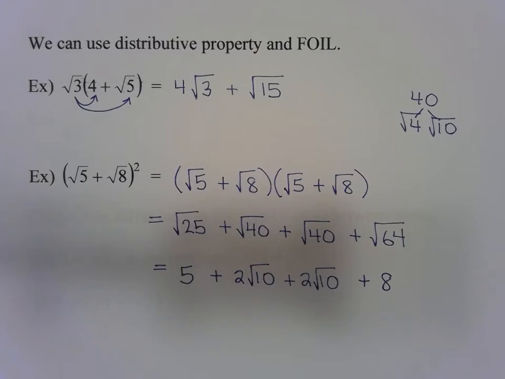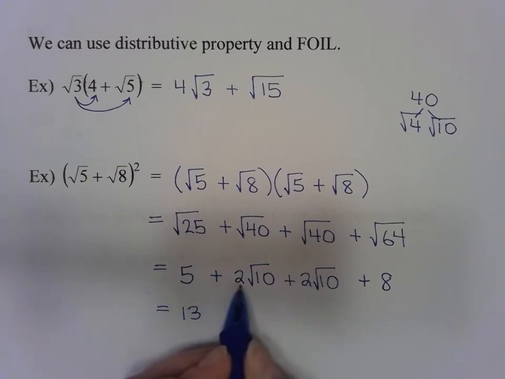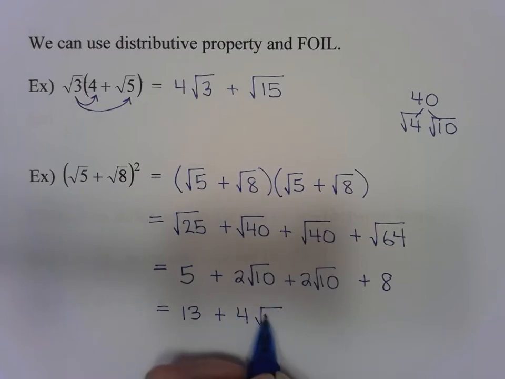Okay, for my final answer, I really want to pull in the addition skills we looked at the very beginning. Any numbers without a square root, I can combine those, and then any square roots that are alike, I can combine those. So my final answer is going to be 5 plus 8 gives me 13, and then 2 plus 2 here gives me 4 square roots of 10.